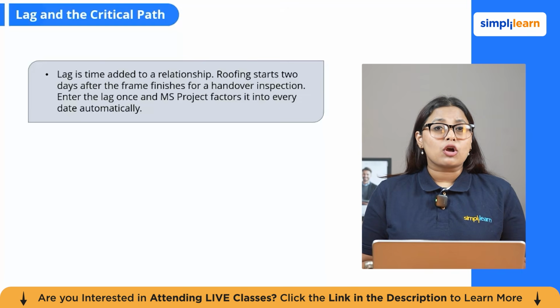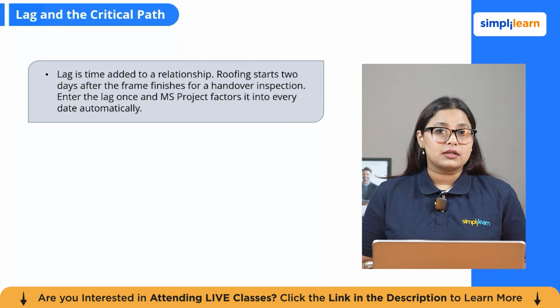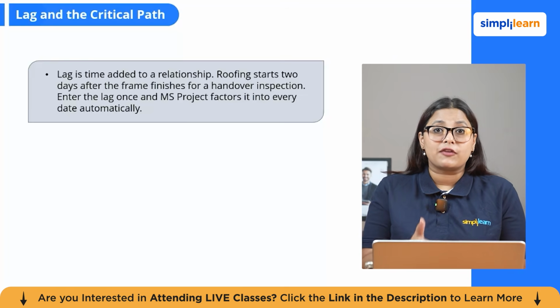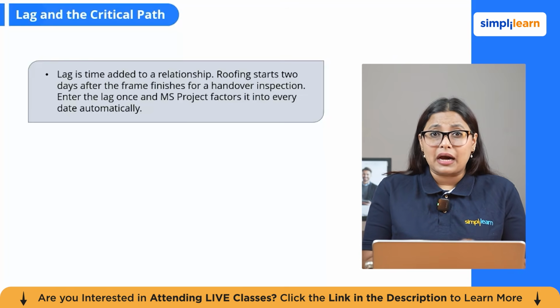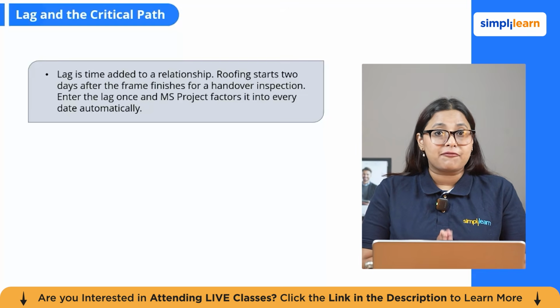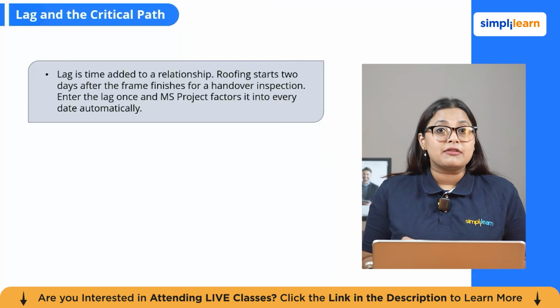The result of all this logic is something called the critical path, the longest chain of dependent activities from the project's start to finish. Any delay in the critical path delays the whole project. MS Project highlights it in red by default, which makes it immediately visible. This is the single most important piece of information in any construction program.